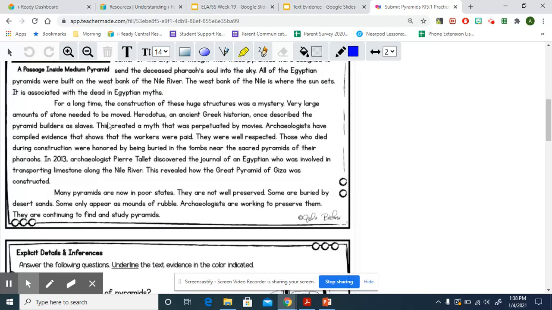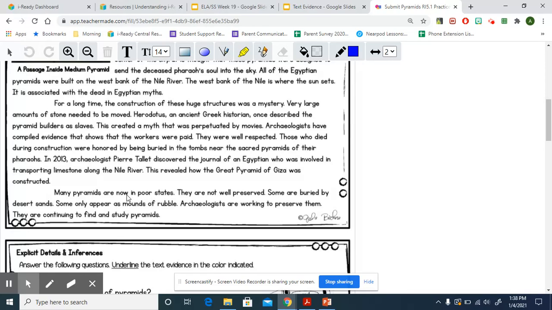Very large amounts of stone needed to be moved. Herodotus, an ancient Greek historian, once described the pyramids' builders as slaves. This created a myth that was perpetuated by movies. Archaeologists have compiled evidence that shows that the workers were paid. They were also well respected. Those who died during construction were honored by being buried in the tomb near the sacred pyramids of their pharaohs. In 2013, archaeologist Pierre Tallet discovered the journal of an Egyptian who was involved in transporting limestone along the Nile River. This revealed how the Great Pyramid of Giza was constructed.